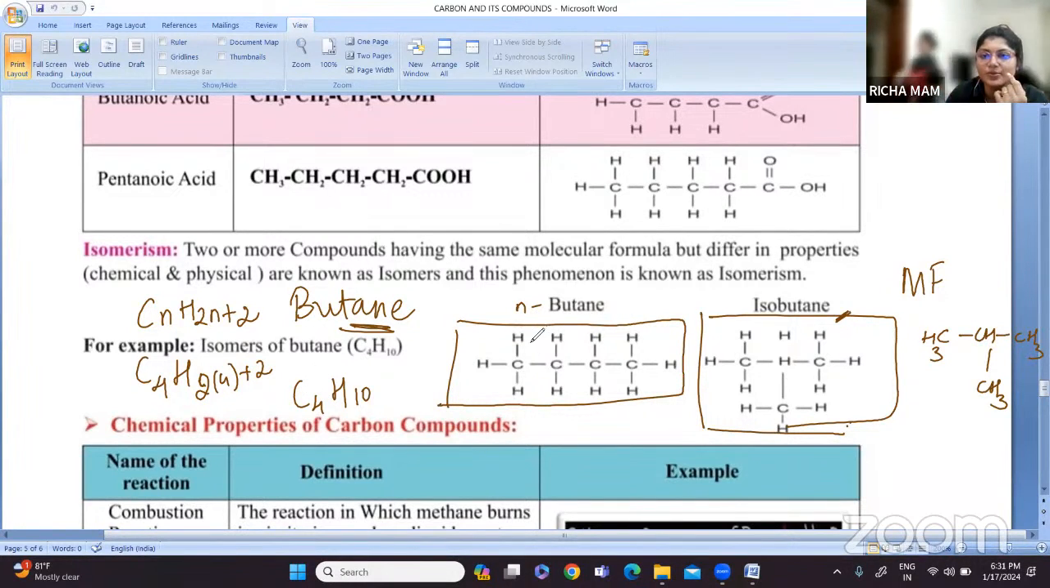The molecular formula is the same. It is n-butane and isobutane. N-butane means when you are writing it as a straight chain compound. Isobutane means when you are writing it in the branched form. You can check that in both forms the molecular formula is the same, but they differ in their properties.